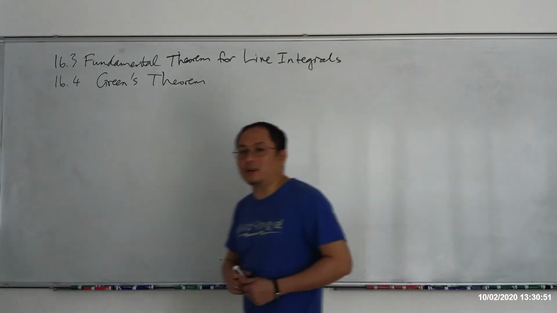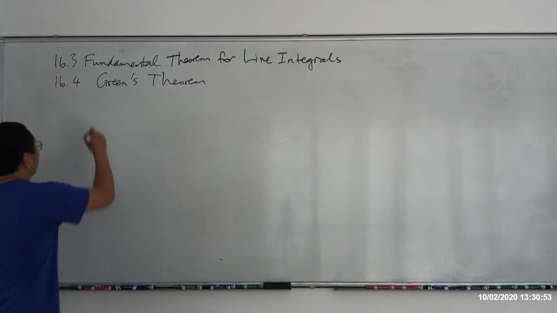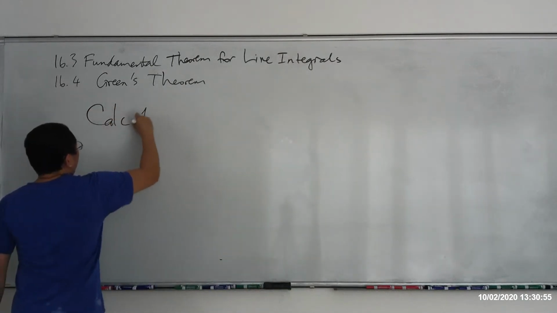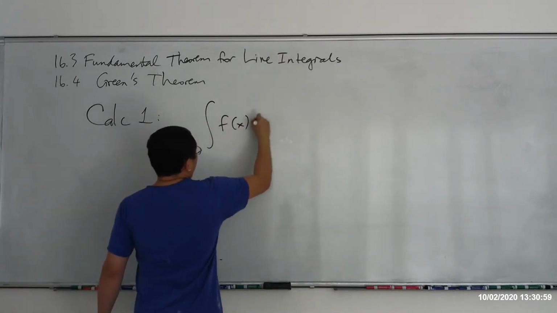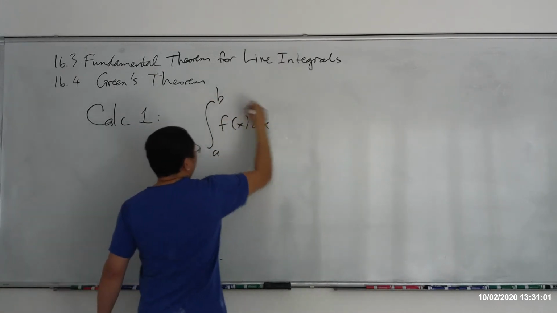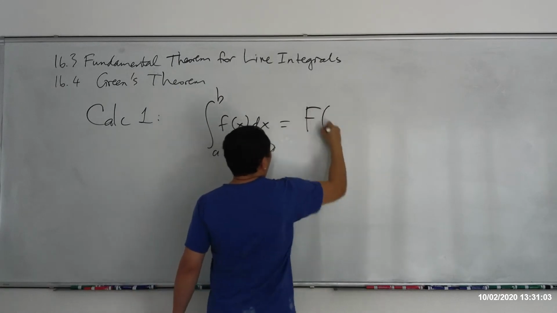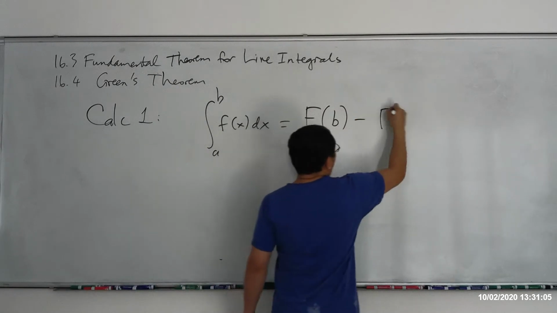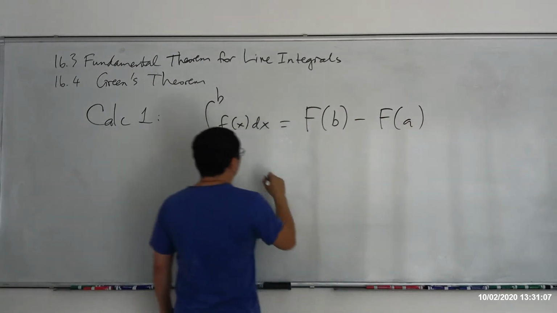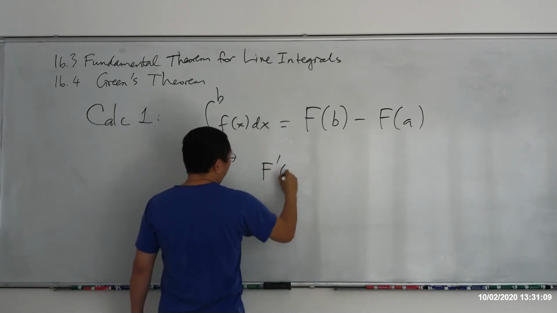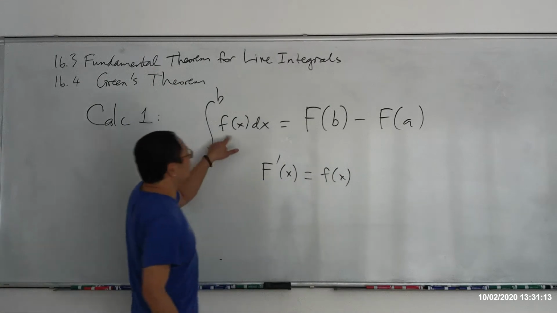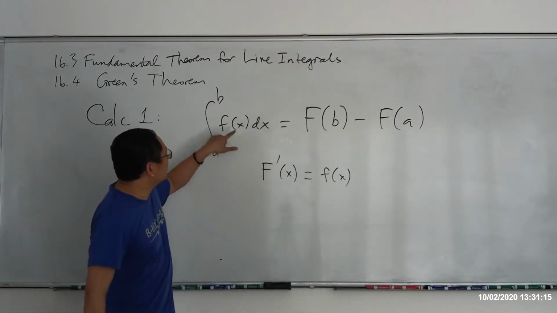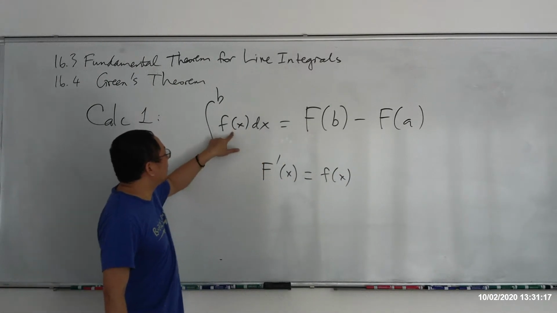Let's start with the fundamental theorem of calculus you learned in Cal 1. You have this: the integral of f of x dx from a to b is equal to big F of b minus big F of a, where the derivative of big F is equal to the function f. So you find the antiderivative. Big F is the antiderivative of small f.